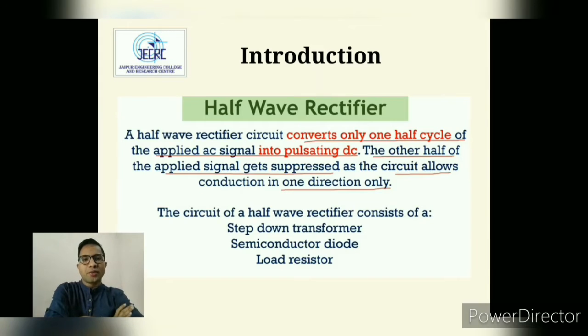So the introduction of the half-wave rectifier: a half-wave rectifier circuit converts only one half cycle of the applied AC signal into pulsating DC. The other half of the applied signal gets suppressed, as the circuit allows conduction in one direction only. The circuit of a half-wave rectifier consists of a step-down transformer, semiconductor diode, load resistor, etc.